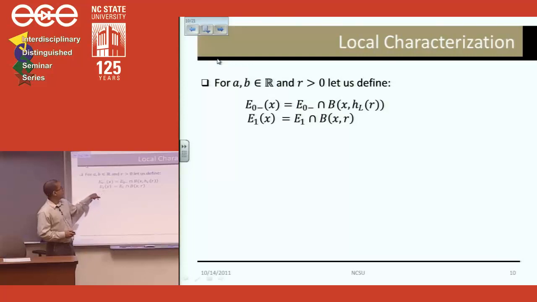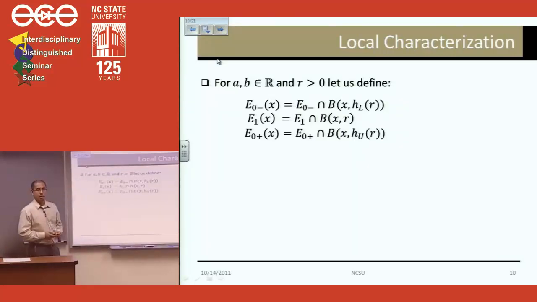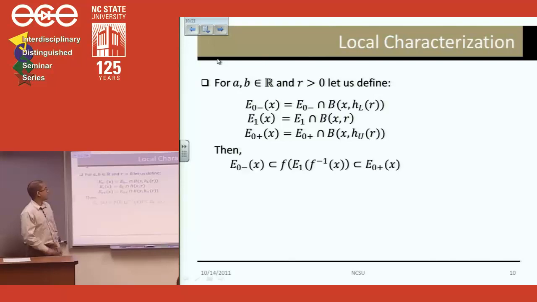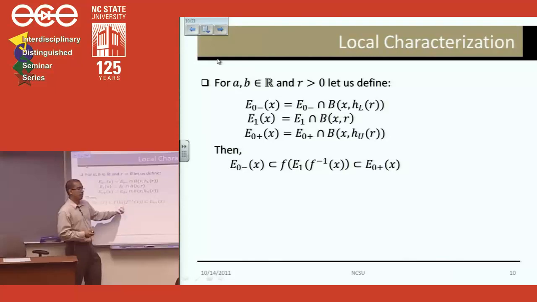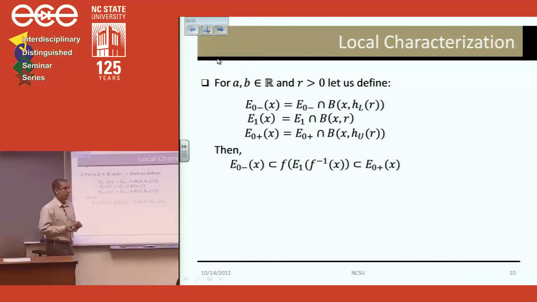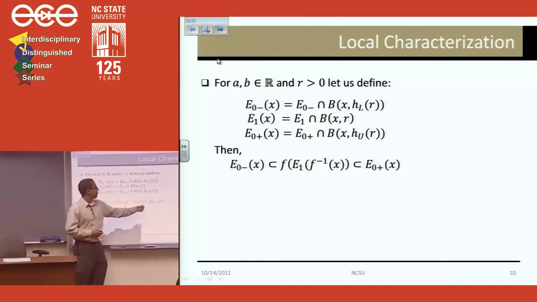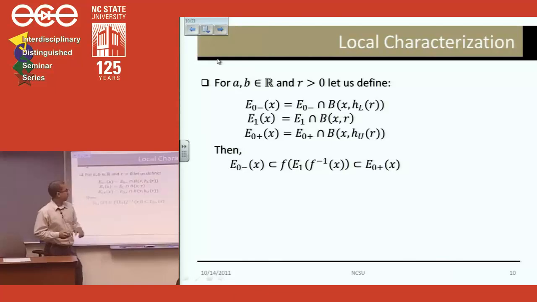Same, we're going to define a new E1R. It's going to be E1 intersected with a ball at some point X of radius R. And similarly, we have an E0 plus. For this particular case, what we're going to have is, again, the inclusion that we actually want. E0 minus is going to be included in F of E1. Now, E1 is going to be centered, essentially, around the point F inverse of X. Right? So that's the actual matching point. And then that is going to be included in E0 plus X.